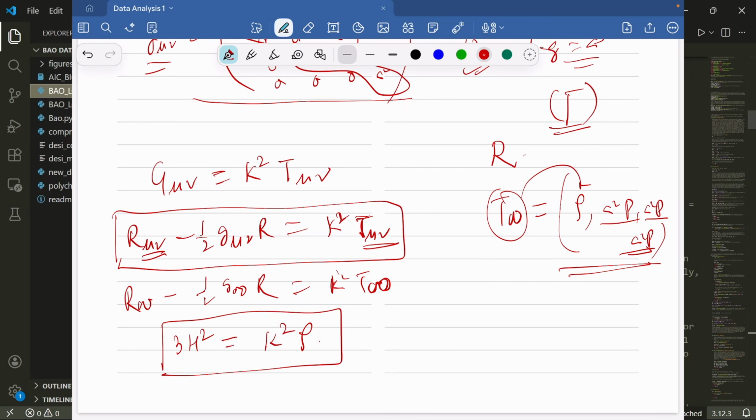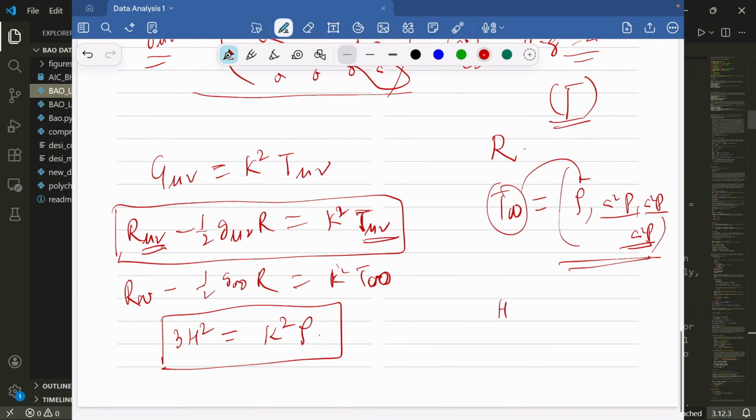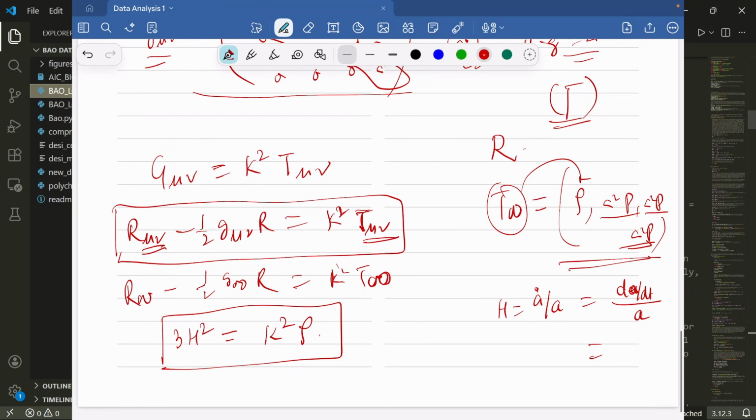Now you will say, okay, what is this H? So H is defined as a dot over a. A dot is basically dA over dt, over a. Now you see that if you assume any dimension of a, it doesn't matter, because the numerator and denominator cancel out. T, I told you, again you can use your uncertainty principle. T becomes your M inverse. Now H is M, so H squared has dimension M squared.